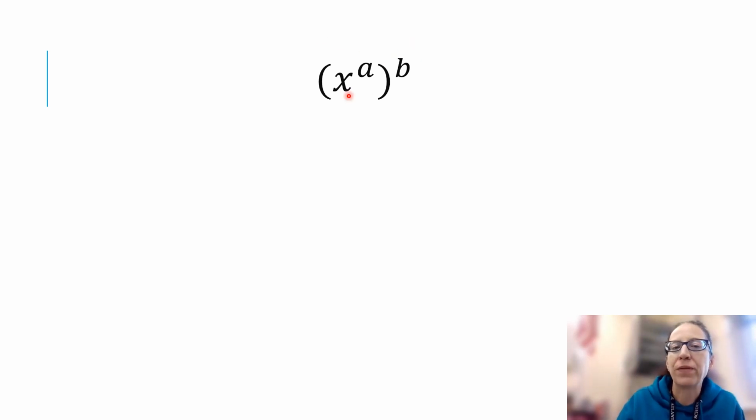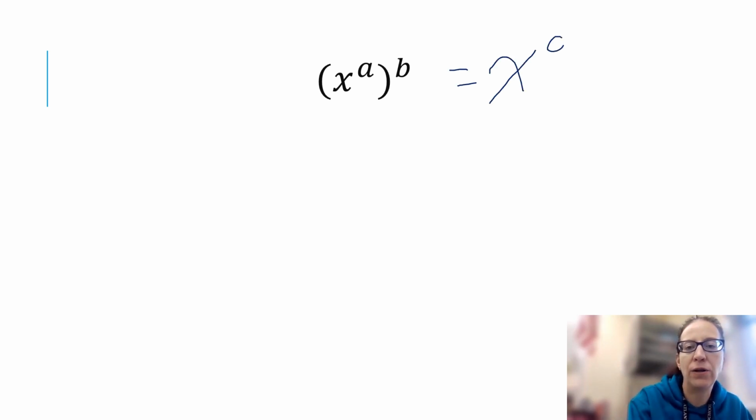What about this one? This one is x to the a raised to the b. So now you have something, this is called the base. You raise it to some kind of power, some kind of exponent, and then you take that whole thing, making sure you're paying attention to the parentheses, and you raise that to some other power. So what does that end up being? This is when you multiply your exponents.